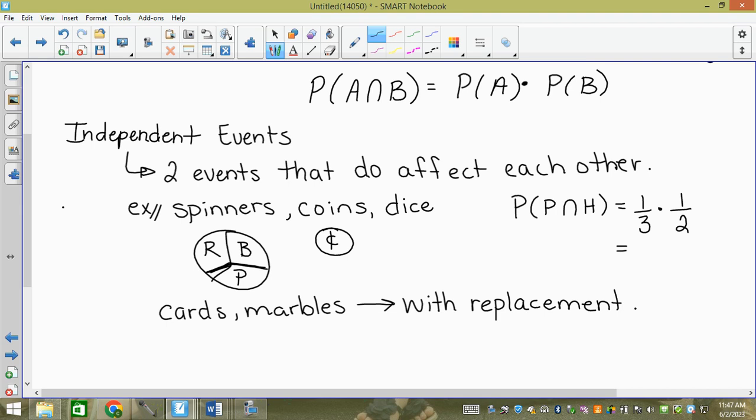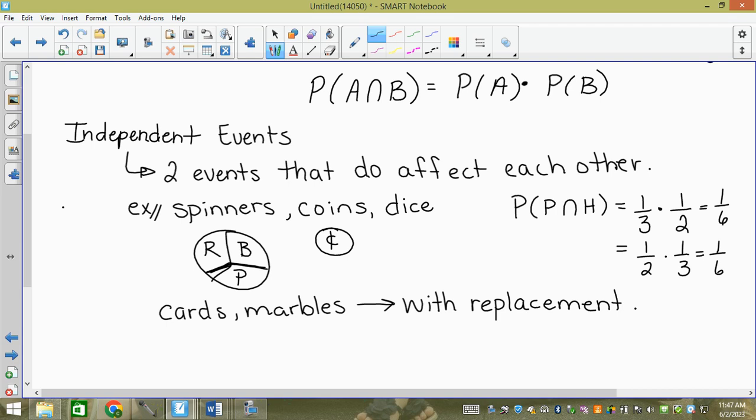Now what if I did them out of order? 1 out of 2 and 1 out of 3. I would get the same thing, wouldn't I? Yeah. That's when you know they're independent. They're independent when you can do them this way or you can do them this way and you get the same answer. Okay?